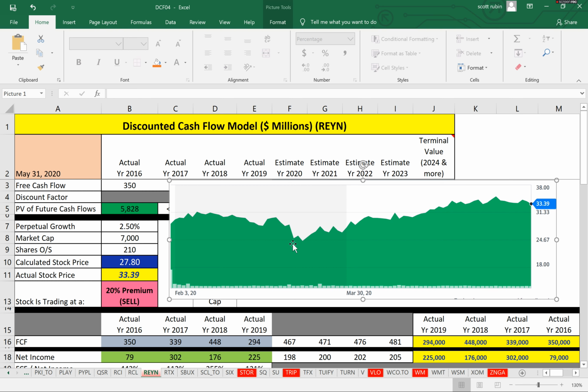So stocks can always trade higher or lower than intrinsic value. It's really predicated on supply and demand of the market. The more people that want to buy a stock, the higher the price gets bid up. And the more people that want to sell a stock, the lower the price gets pushed down. So everybody has their own opinions on stocks. This is my model, and it's my opinion.